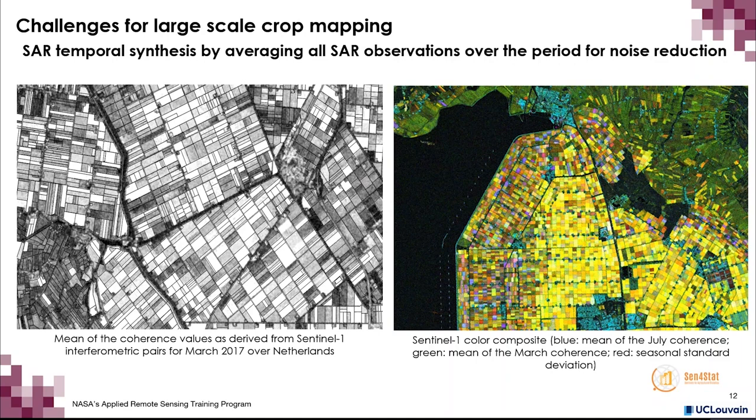These are interferometric pairs used for the coherence computation. Such noise-free imagery can be combined with several others to produce the nice color composite that you have on the right side of the slide. That kind of color composite is also very interesting for crop discrimination, as you can imagine from the visual inspection. Of course, neither for the optical nor for the SAR will the temporal synthesis solve the critical problem of the temporal resolution needed for crop discrimination.